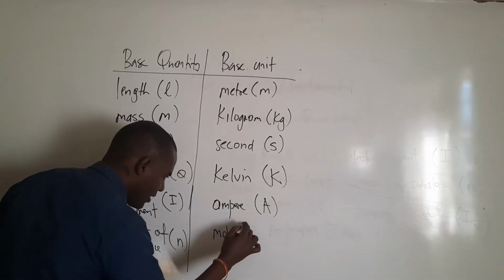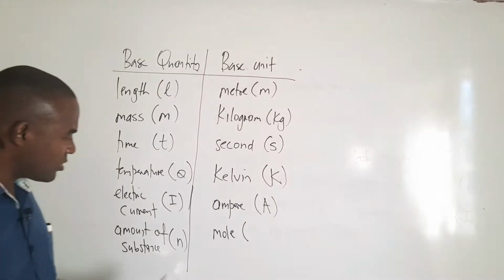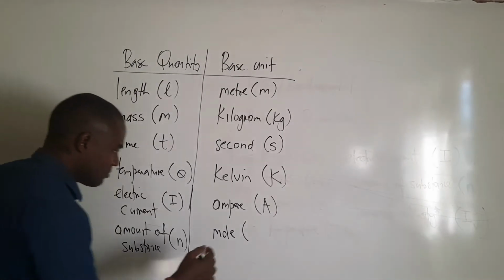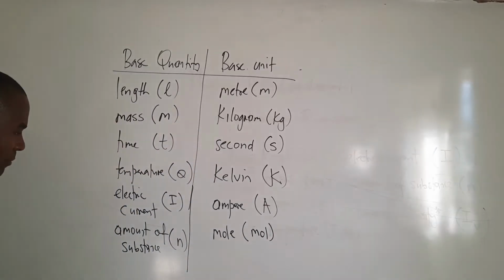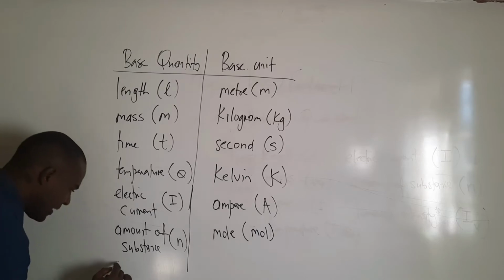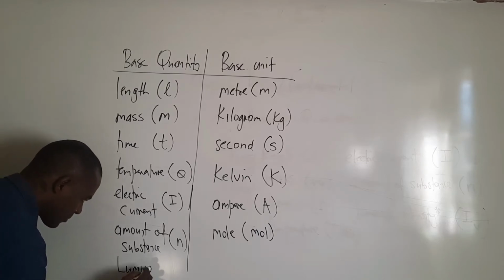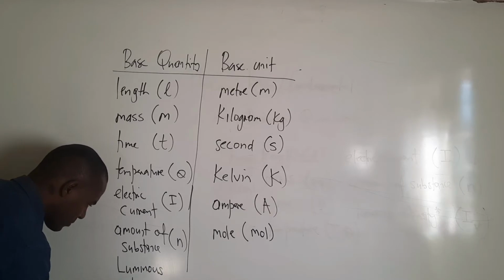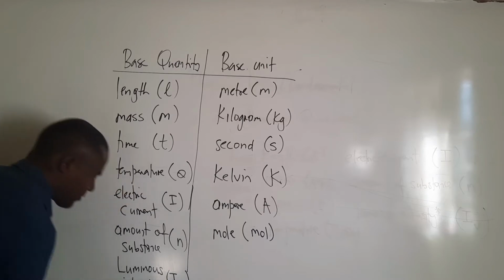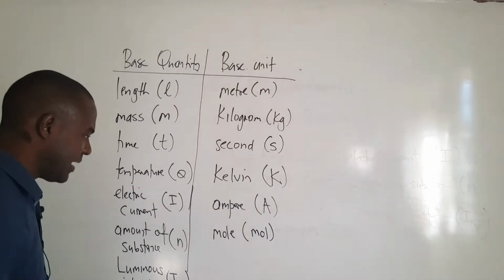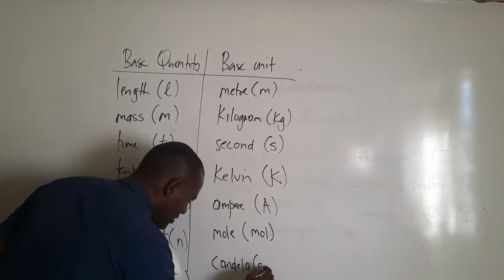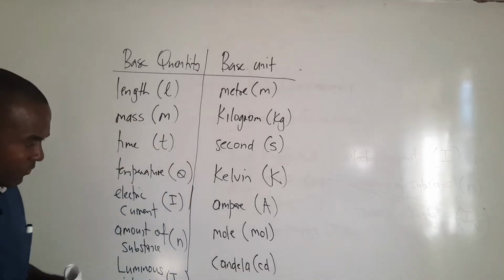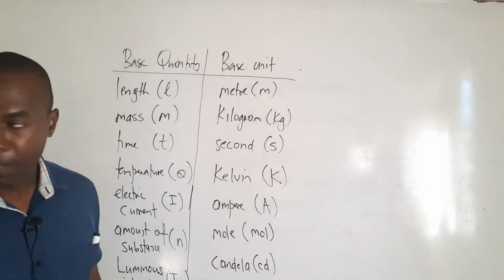And of course, if you're doing chemistry, or if you did chemistry, you would have encountered this one quite frequently. The symbol for mole is almost the entire word, but with the e dropped off, mol. And lastly, luminous intensity. The symbol for which is an I with a subscript v, and the SI unit for luminous intensity is the candela. Symbol for which is cd. So the SI unit for luminous intensity is the candela.